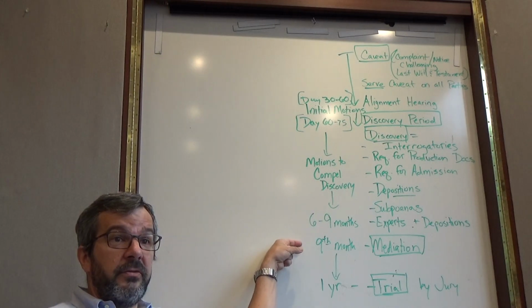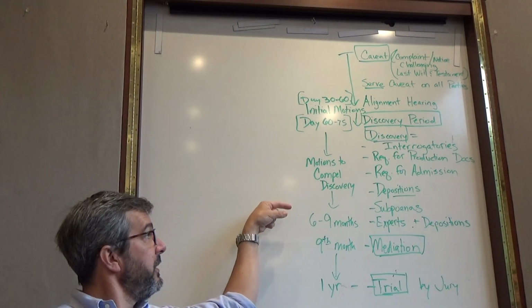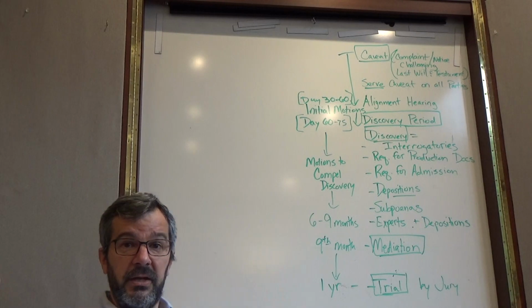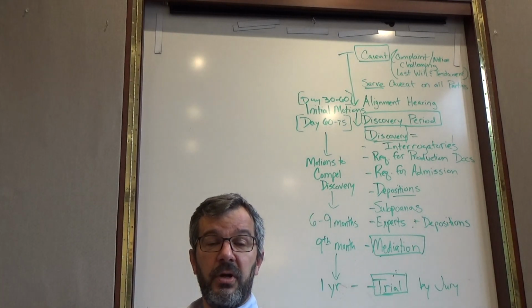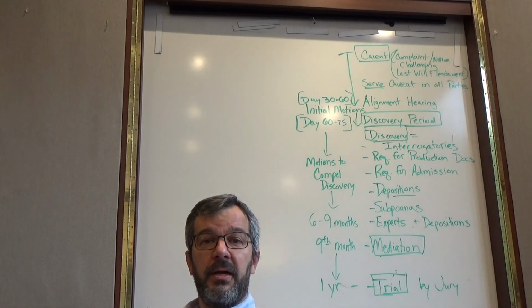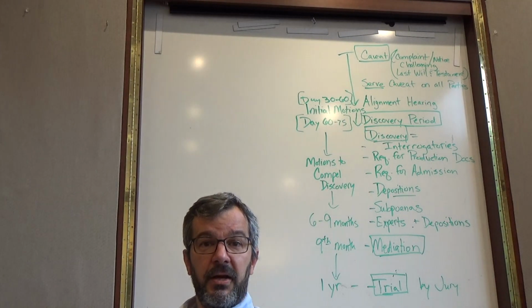Again, most cases will resolve somewhere in that 6 to 9 month period, but you've got to suss things out. You've got to get some records. That's the timeline for a will caveat case.